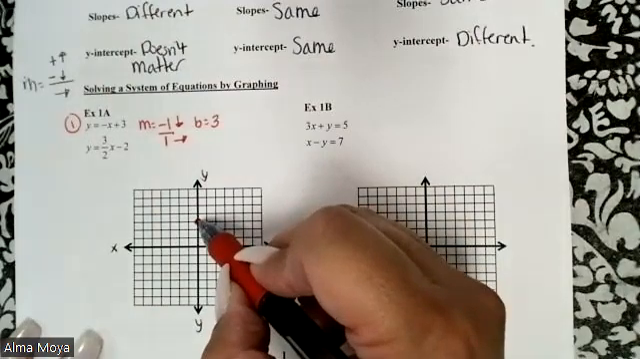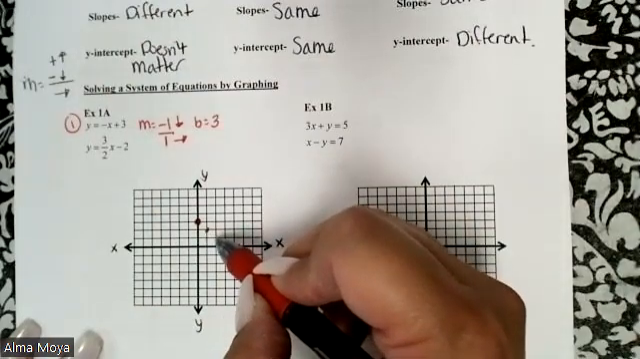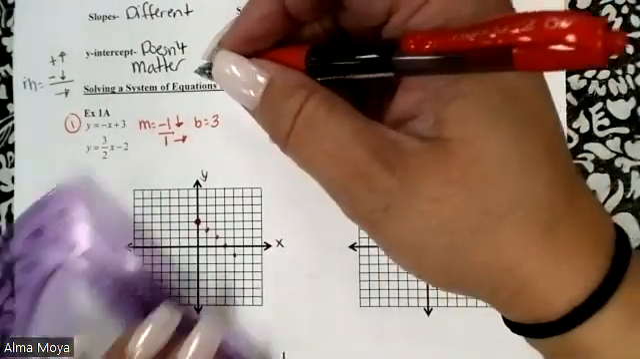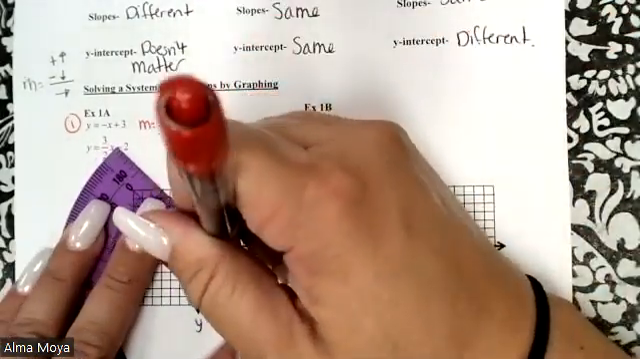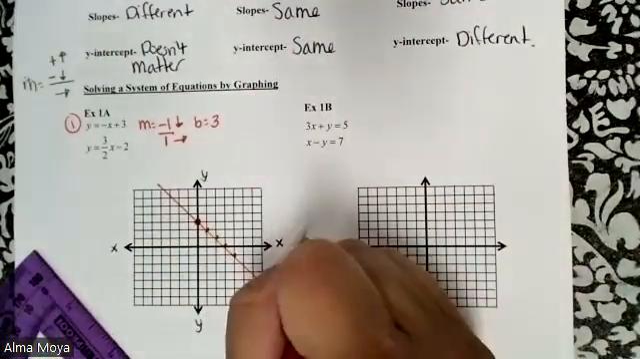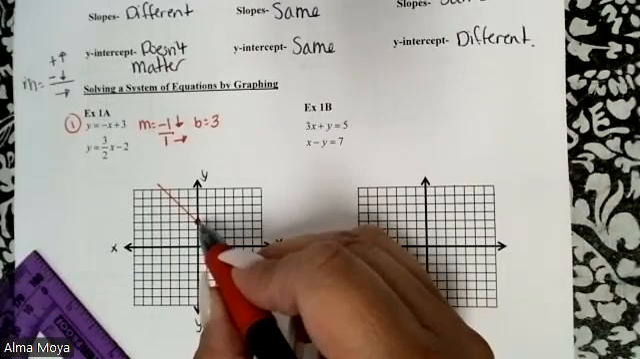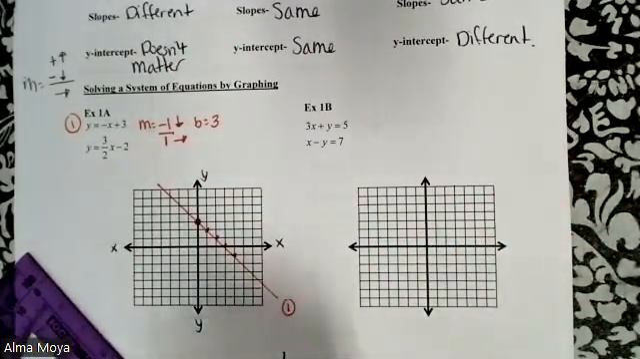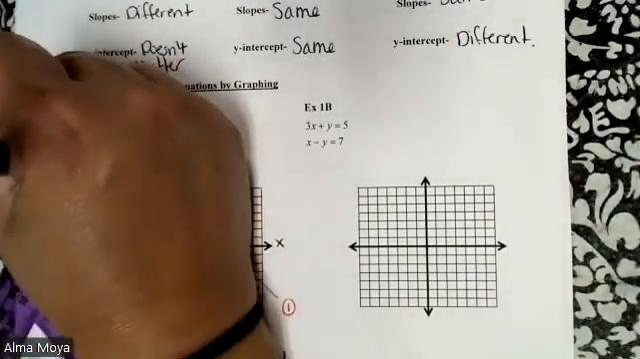So starting at your y-intercept, I'm going to go down 1, over 1, down 1, over 1, and repeat. I like to draw more than one if possible, just so that I can draw a straight line. So that's equation 1. Sometimes when you're connecting two dots, you might go a little bit off. I'm going to go ahead and graph this one in blue now.